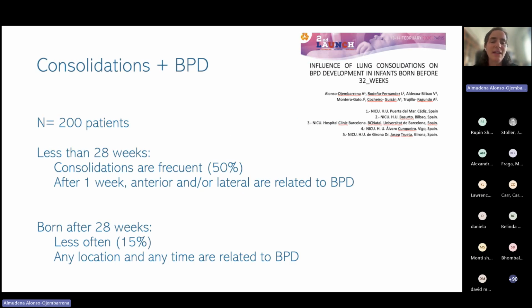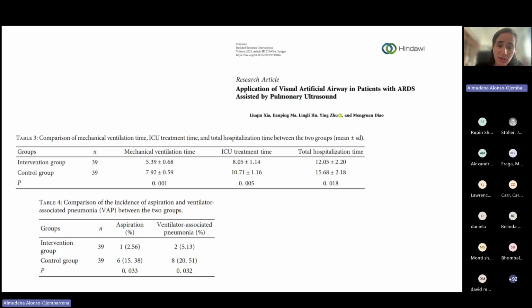We presented this study in the Lung Ultrasound meeting in 2020 in Paris that included 200 patients in different NICUs in Spain. And we got as results that these consolidations are quite frequent in infants born before 28 weeks. Half of them develop them, but only those that appear after 1 week of life, both in anterior or lateral fields, are related to bad prognosis. However, those infants that are more mature don't have consolidations as often, and any location when they're found and any time are related to worse prognosis. So maybe we don't have to give the same importance to any consolidation that we find in our patients.